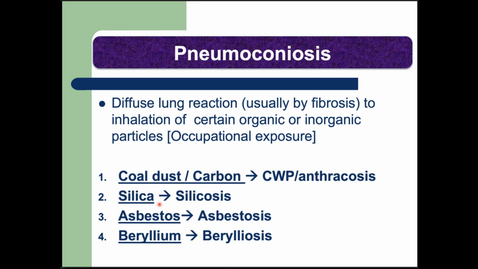Asbestos is now restricted. They are trying to ban it because of a lot of complications caused by asbestos. And the disease is called asbestosis. We'll come to that more. Similarly, beryllium, and because of beryllium, one can get berylliosis. So this is a group of diseases because of occupation. They develop fibrosis in the lung. There's diffuse lung reaction, diffuse lung fibrosis because of the inhalation of these particles during their work, during their occupation.